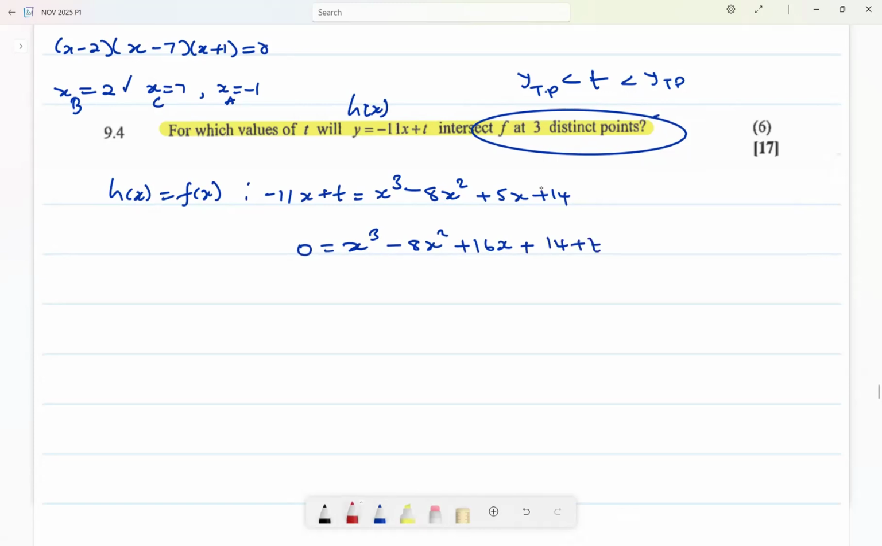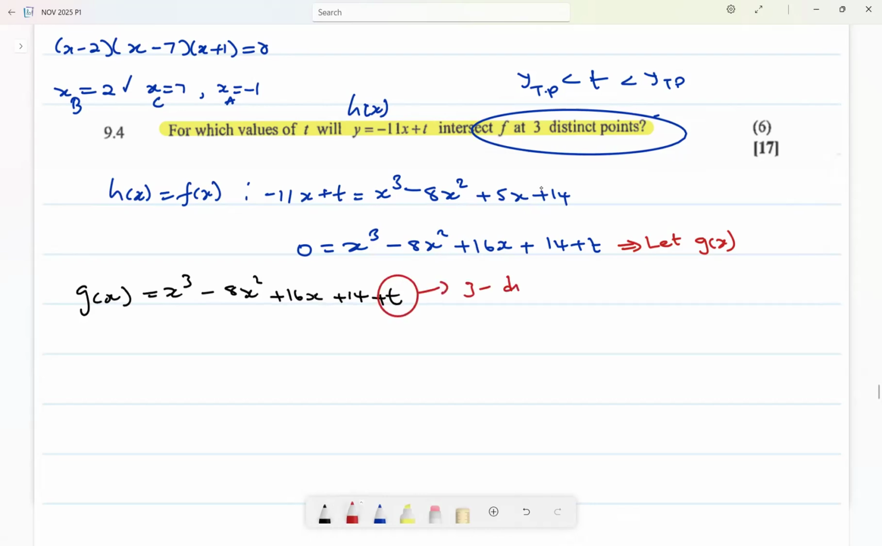Now, let's let this be equal to g of x, another function g of x. So let's say I now have my function g of x, it is equal to x cubed minus 8x squared plus 16x plus 14 plus t. For this value of t to have 3 distinct roots, it needs to be between the turning points. So first thing first, let me find the turning points of this graph. And the value of t should be between those 2 turning points.